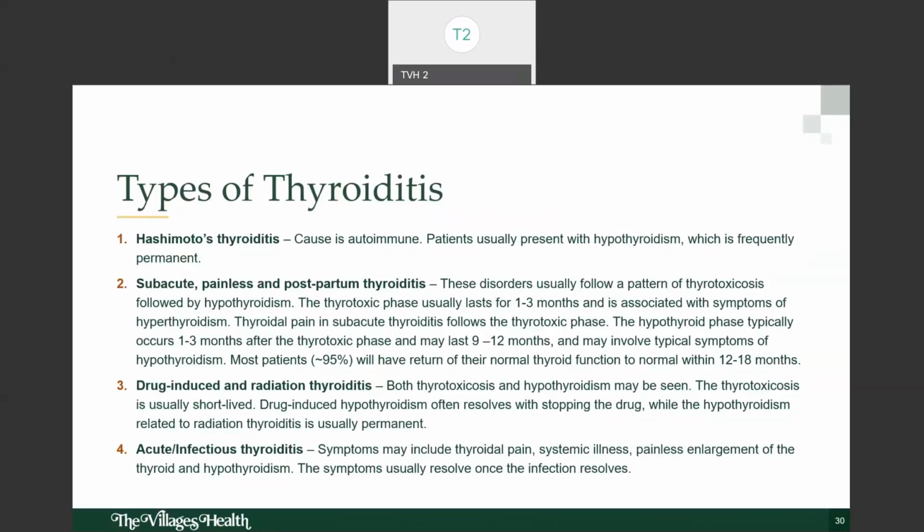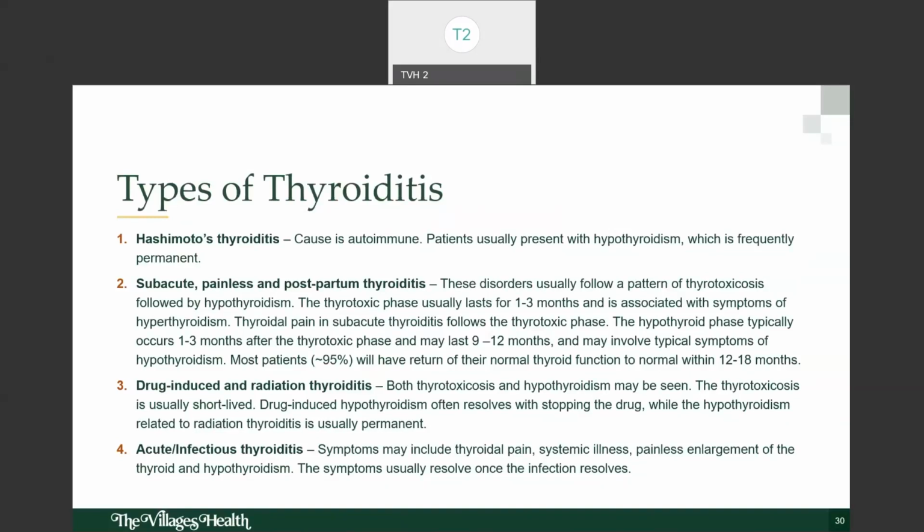Number 3 is drug-induced and radiation thyroiditis. So you may experience thyrotoxicosis, a lot of big words in this seminar, as well as hypothyroidism with this. The thyrotoxicosis is usually short-lived, but drug-induced hypothyroidism often resolves with stopping the medication. And with radiation, the hypothyroidism is usually a permanent condition.